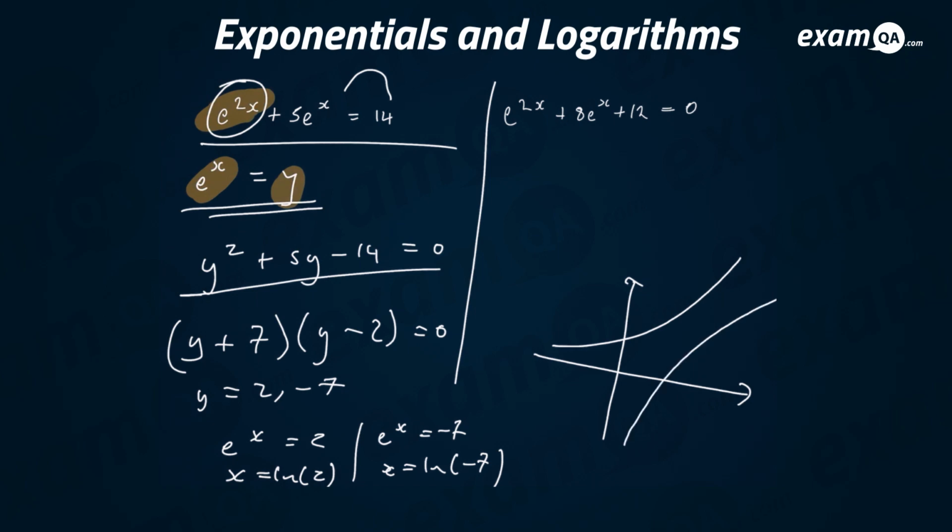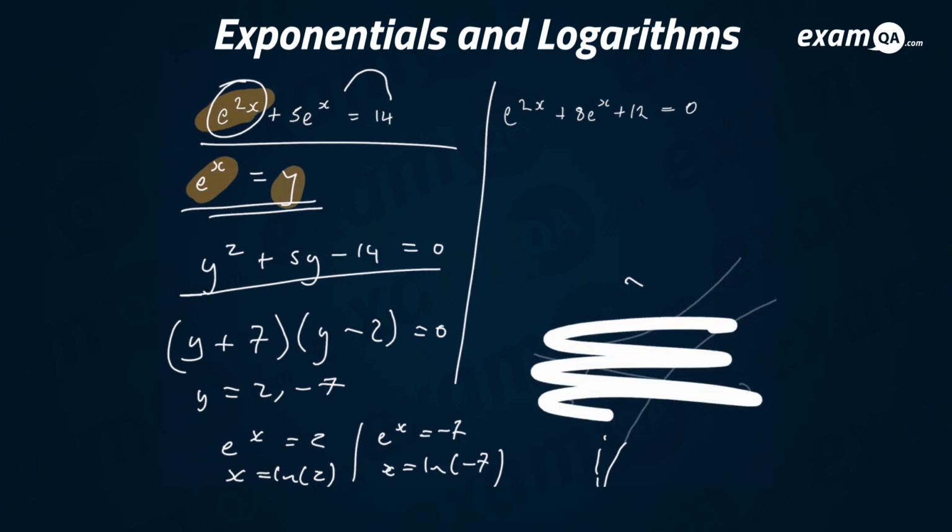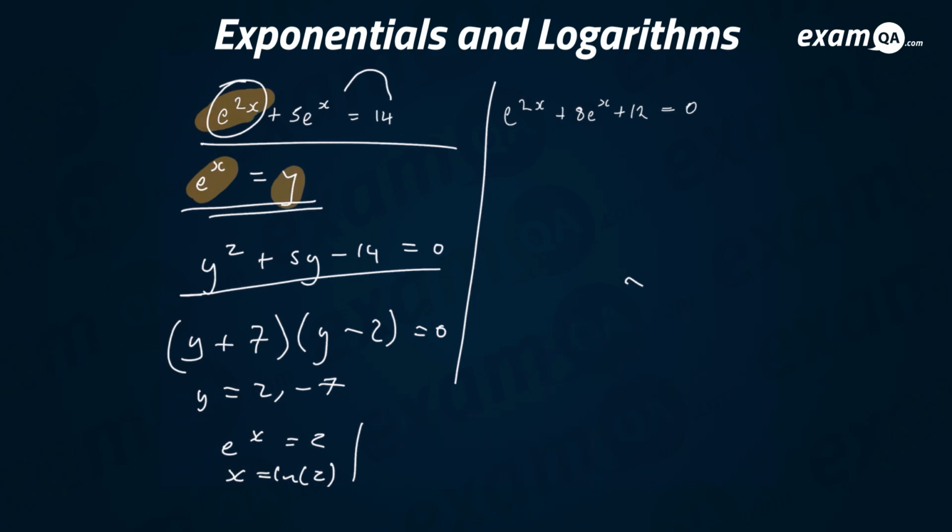Can you see that it kind of looks like there's an asymptote here at x equals 0? So there's no such thing as ln of minus 7. It has no value, so we reject that. Let's try this again with this question.